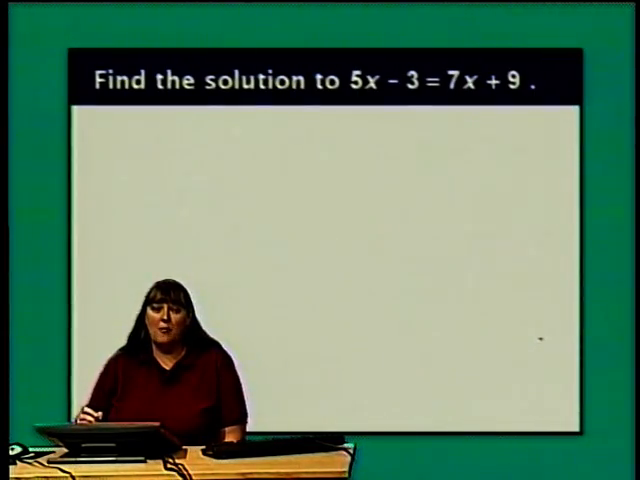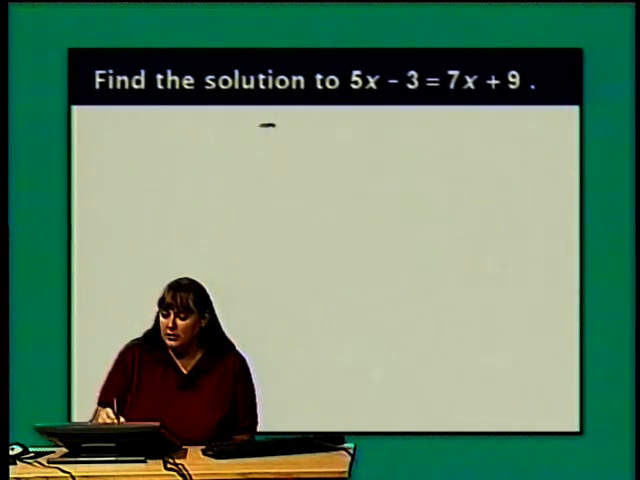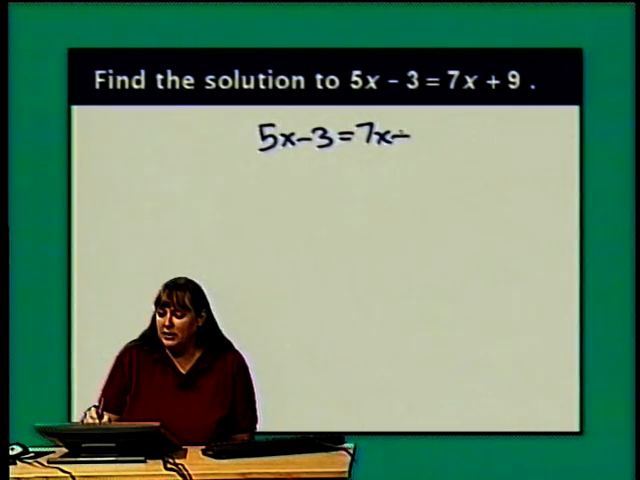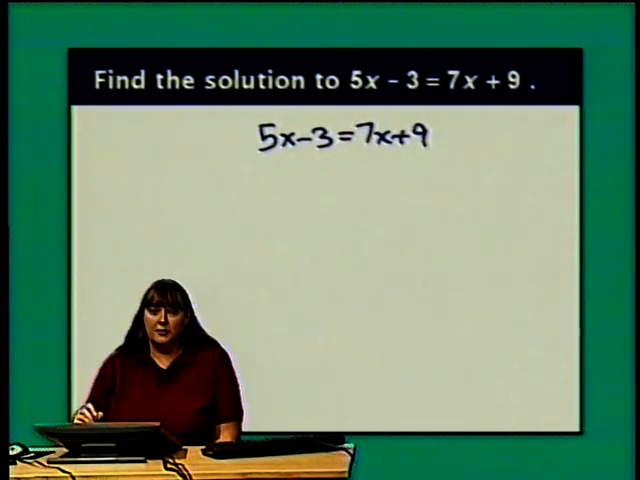Now let's look at this problem one more time. 5x minus 3 equals 7x plus 9. The first time I found the solution to this, I made a choice to move my variable terms to the left-hand side of the equation. That was just a choice. It doesn't matter which side the variable terms are on and which side the constant terms are on. So what would have happened if I had moved my variable terms to the right-hand side of the equation?